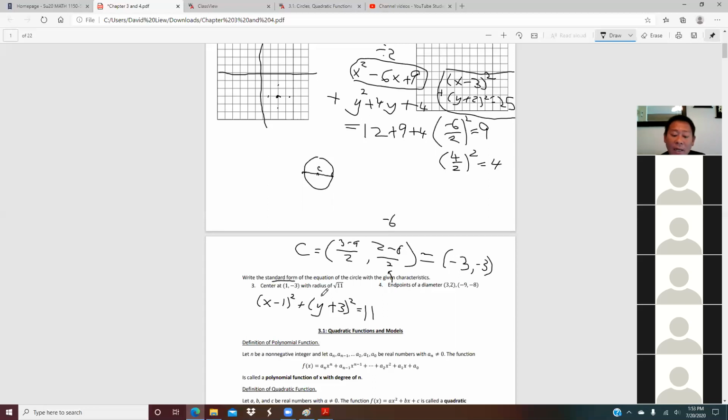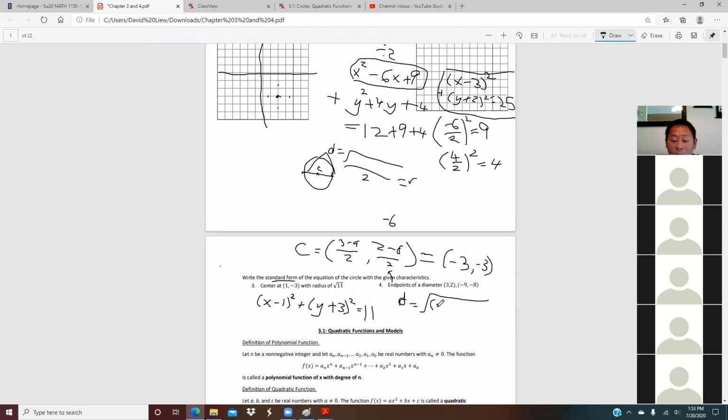Now we need the radius. Once you know the center and radius, then boom, you get your answer here. In order to find the radius of a circle, you have to do the distance formula. This whole thing is called the diameter. If you find the distance formula and then divide this by 2, you get the radius. So first I find the diameter. How do you find your diameter? You subtract this and square it.